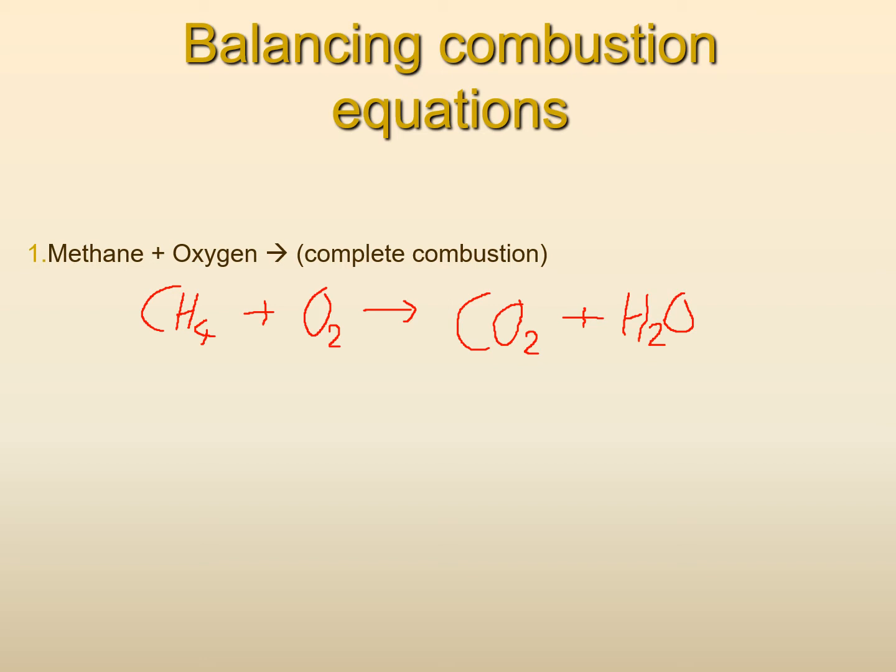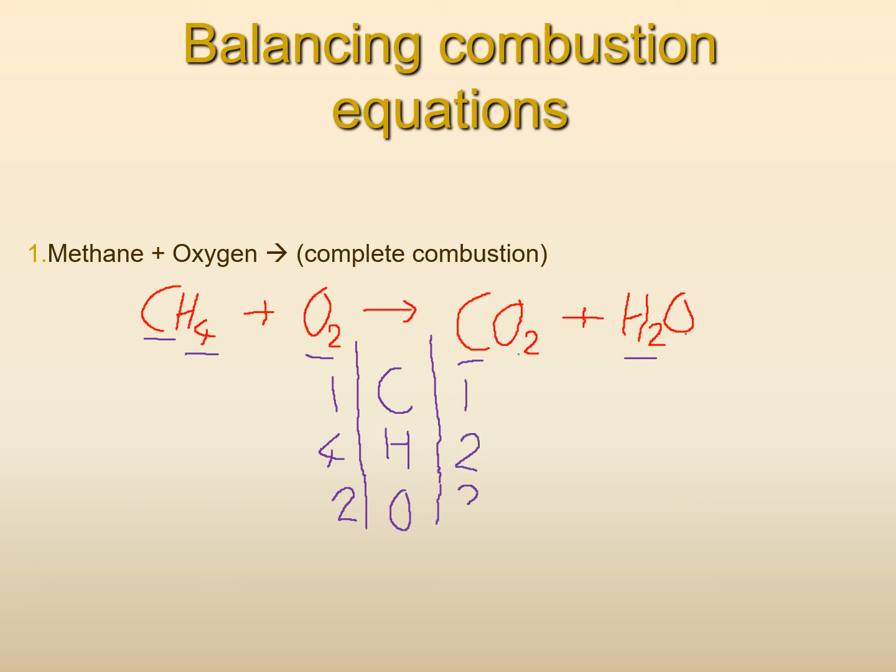Right, the scoreboard method. I like to see a list of all the elements present. Now I wouldn't find it necessary for this question, and many of you won't have done either. But if you were, this is how we would do it. Carbon, hydrogen, and oxygen are all the elements present. Now initially, I've got 1 carbon on the left-hand side, 4 hydrogens on the left-hand side, and 2 oxygens on the left-hand side. On the right-hand side, I've got 1 carbon, 2 hydrogens, and 1, 2, 3 oxygens. So my problem is both my hydrogen and my oxygen.